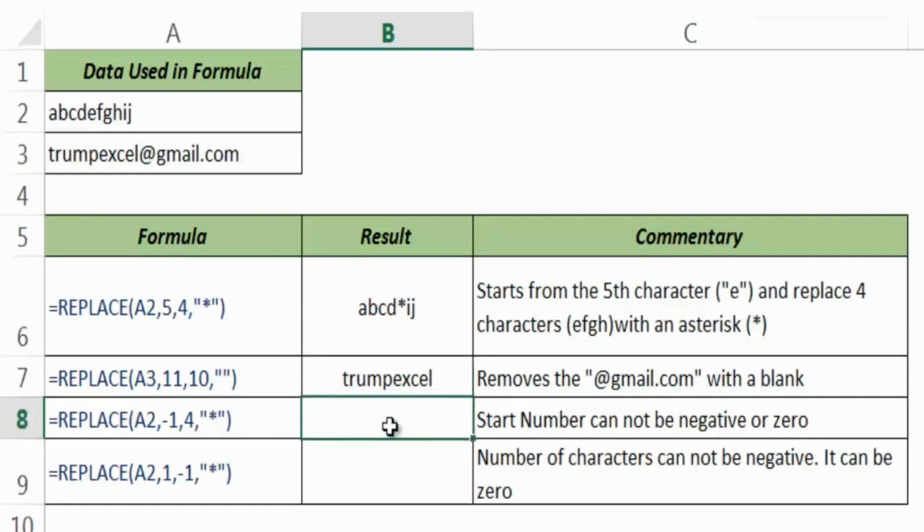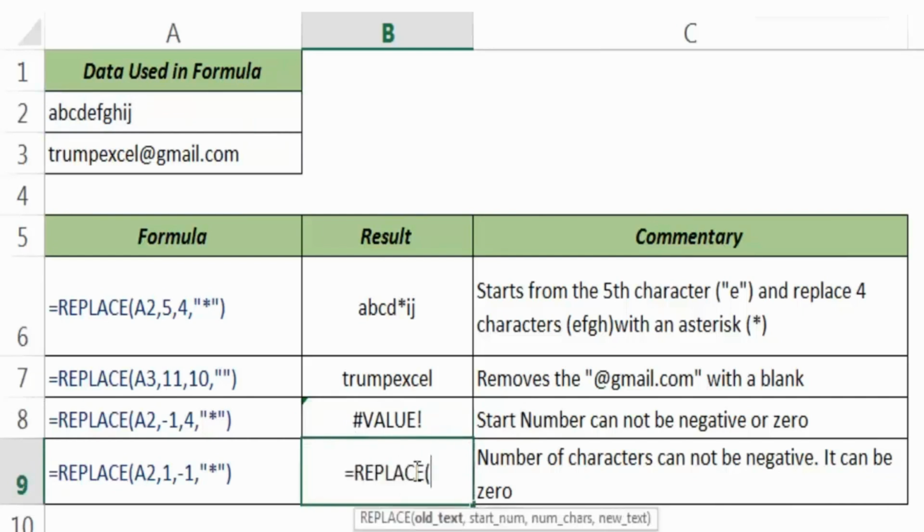Now, while you are allowed to give the start number as a positive number, you cannot give a 0 or a negative number as the starting position. So now let me show you. If I use the same thing, I use A2 as the old text, and in case of start number, I give -1. Let me give number of characters as 4 and the new text as star. Now if I hit enter, it gives a value error because I have given the starting position as -1, and Excel cannot start from -1. Excel can always start with 1 or more than 1.